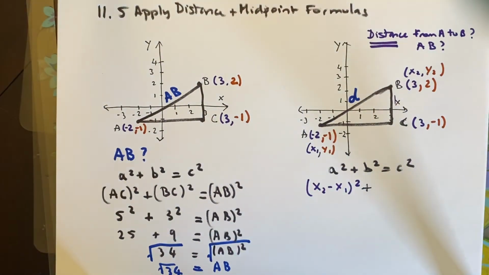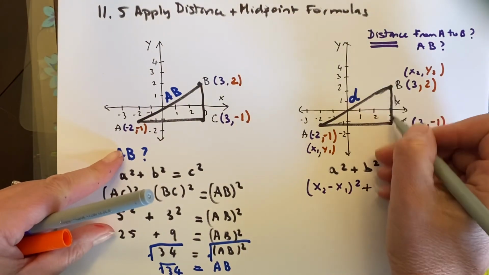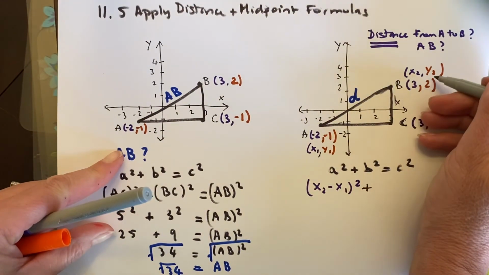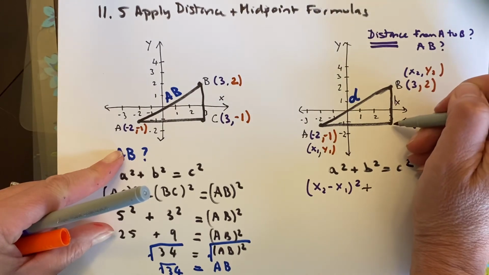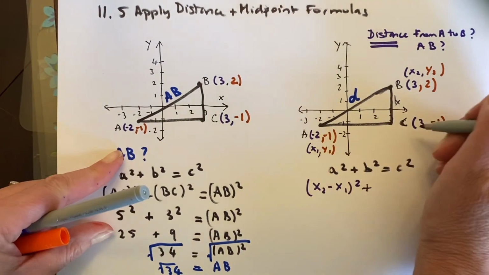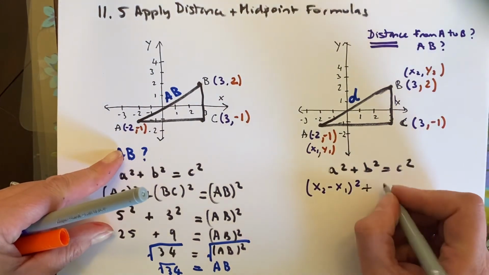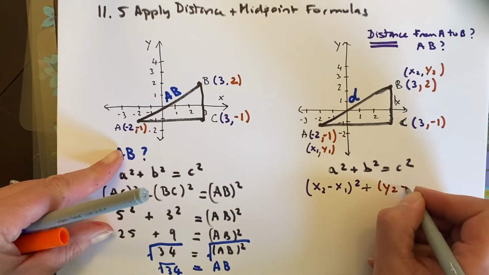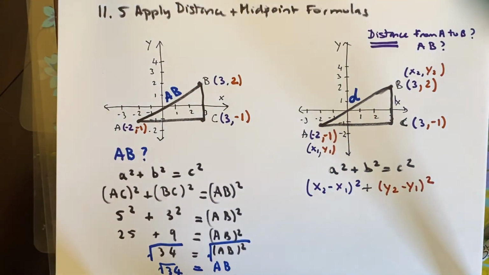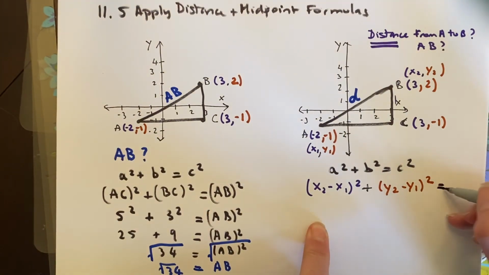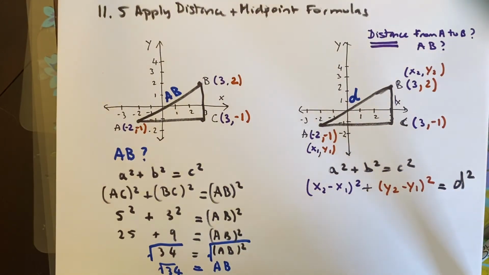Plus, what's my B value? Well, I could see my B value is this vertical distance, and I can see that I'm going from -1, right, which is my y1 value, to +2, which is my y2 value. So y2 minus y1 squared. And that is going to equal whatever it is, D squared, my distance squared. I've decided to rename it, right?